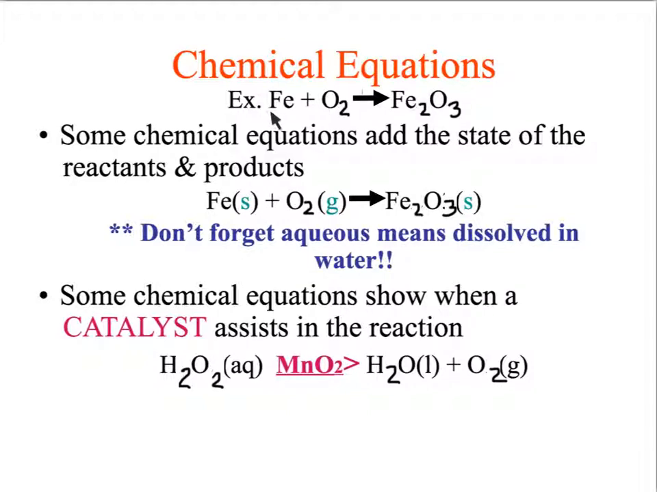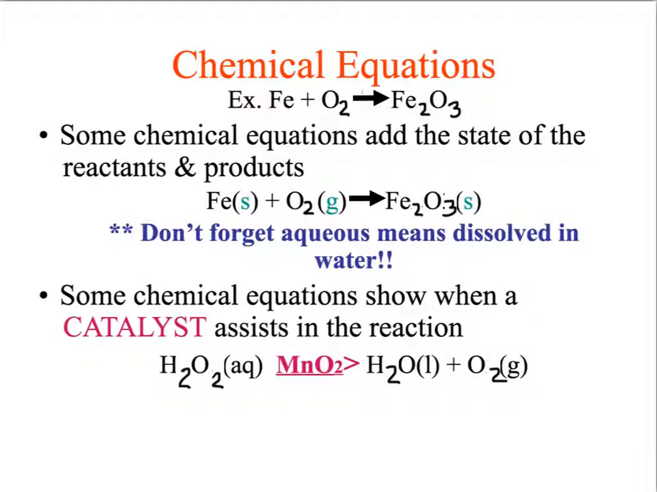Here we show iron reacting with oxygen, as it's found in nature, O2, forming iron 3 oxide. This tells me the exact ratio of the elements in the compound. This is not a balanced equation. You'll notice on the right side we have 2 irons, but on the left we only have 1.